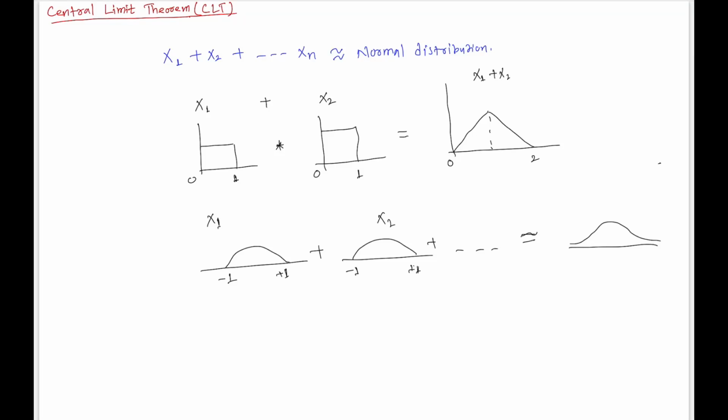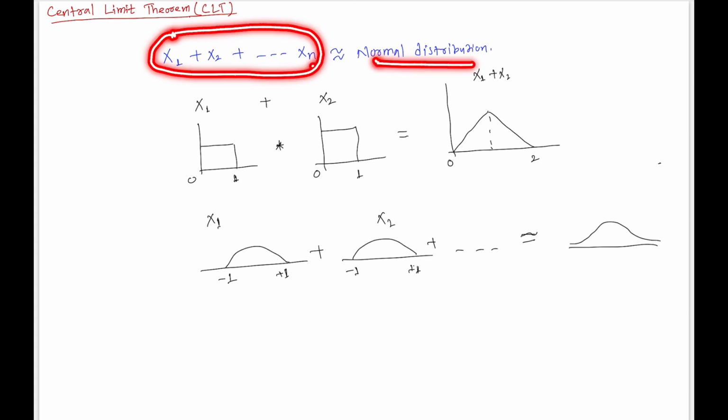Last video we were looking at the central limit theorem. Central limit theorem states that if you have independent identically distributed random variables and if you try to look at the sum of these, then the distribution of the sum will tend to take the normal distribution as you increase the value of n. That means as you increase the number of terms in this sum.